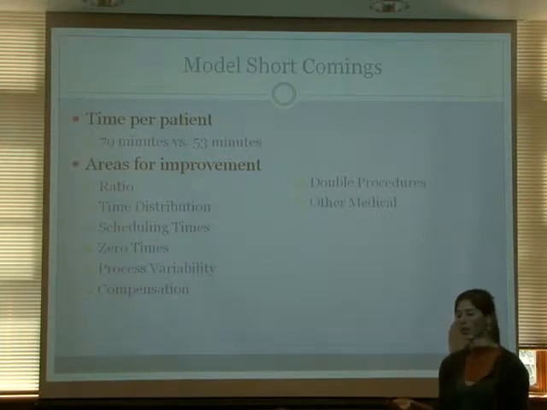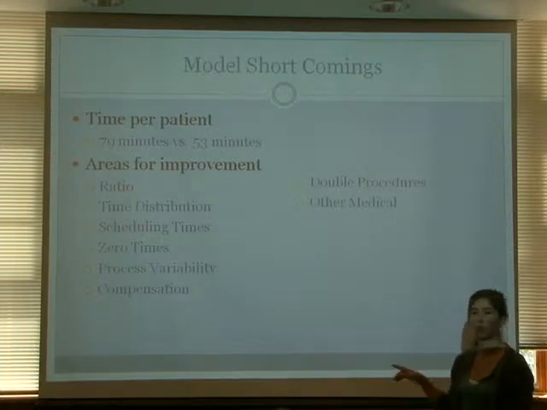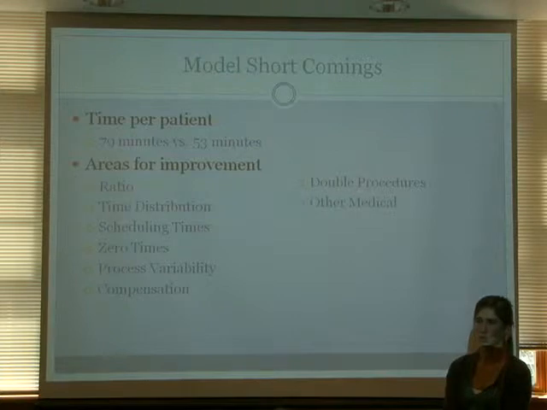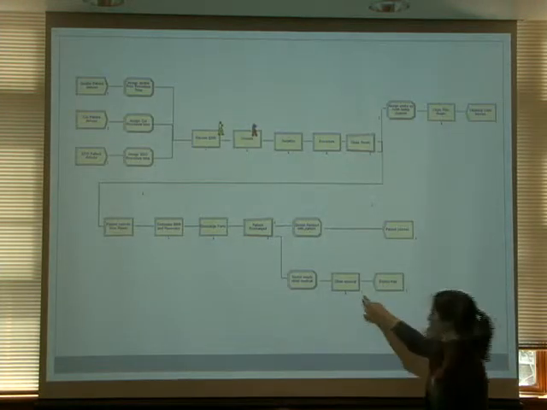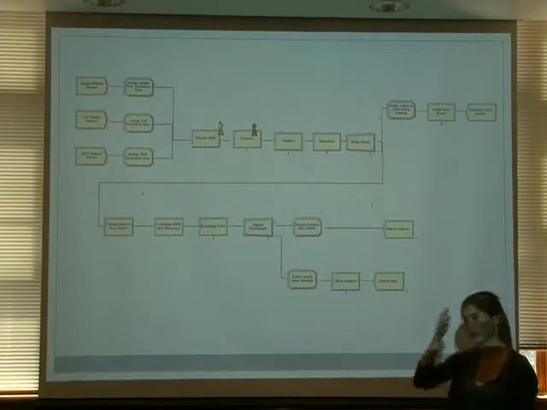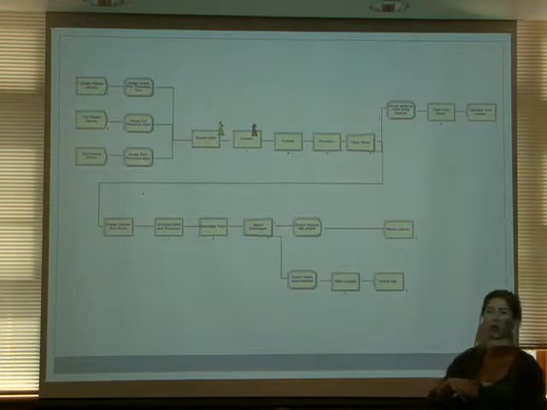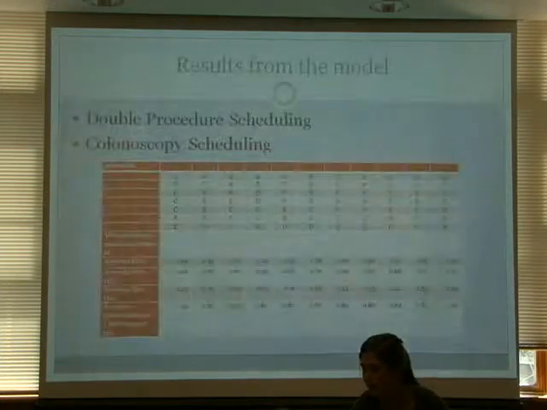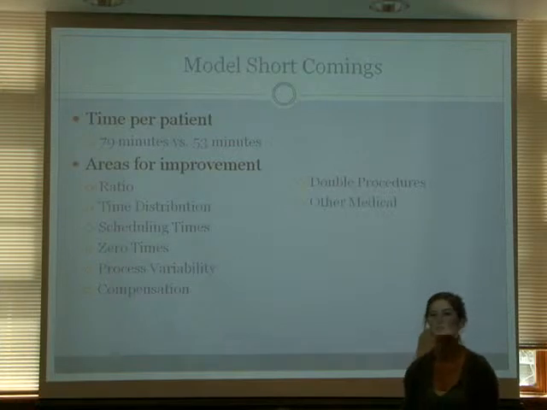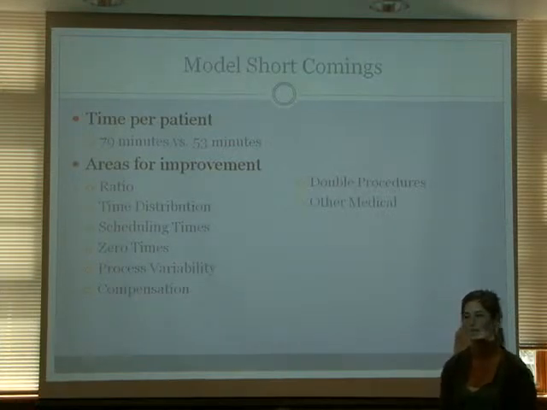And then finally, with other medical, I explained how we would have put it into our model, but we actually didn't even have a chance to look at that distribution and put the numbers in. So right now, in the model, this branch is set to 0 time. So there's not even the time added for going to the bathroom, talking on the phone. So in theory, that'll increase the amount of time it takes a patient to get through the model even more, which would make the 79 to 53 minutes even more off from one another.